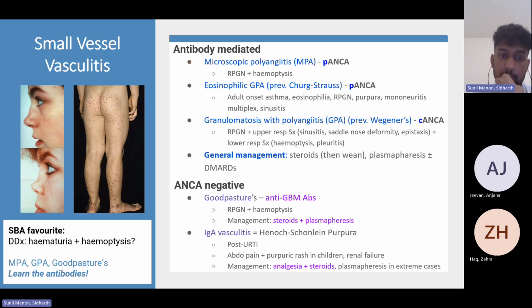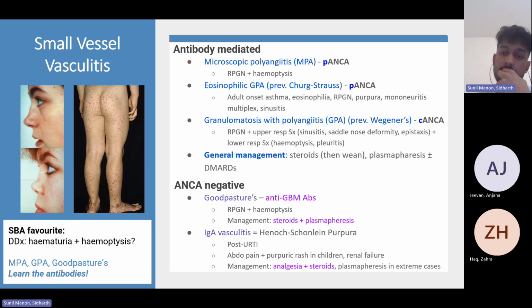So anti-glomerular basement membrane disease, also known as Goodpasture's. It's a small vessel vasculitis. Usually you see pulmonary hemorrhage and rapidly progressive glomerulonephritis. It's caused by anti-GBM antibodies against collagen. It's more common in men. I think it has a bimodal age distribution, so you can see it in about 20 to 30 years, as well as 60 to 70 years.